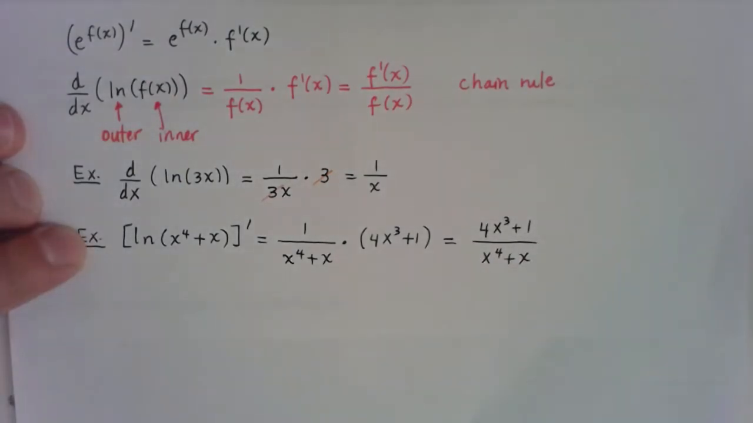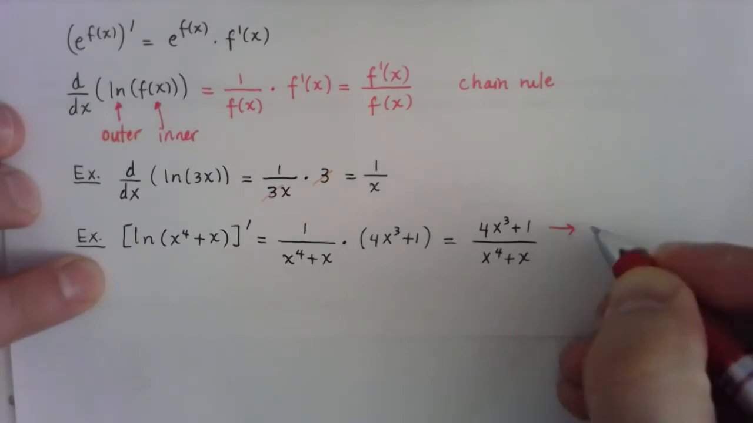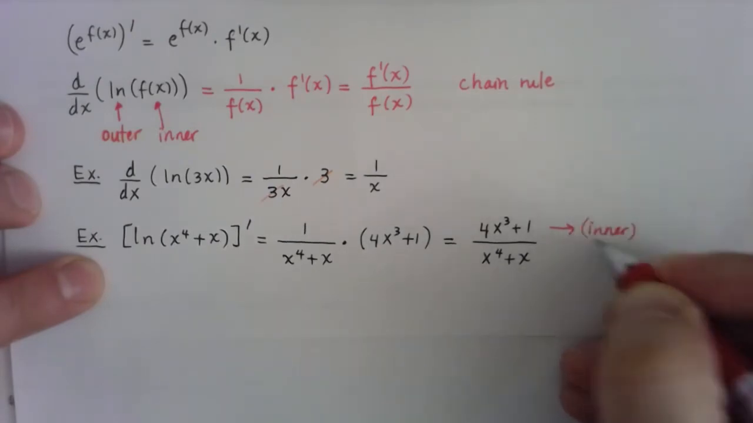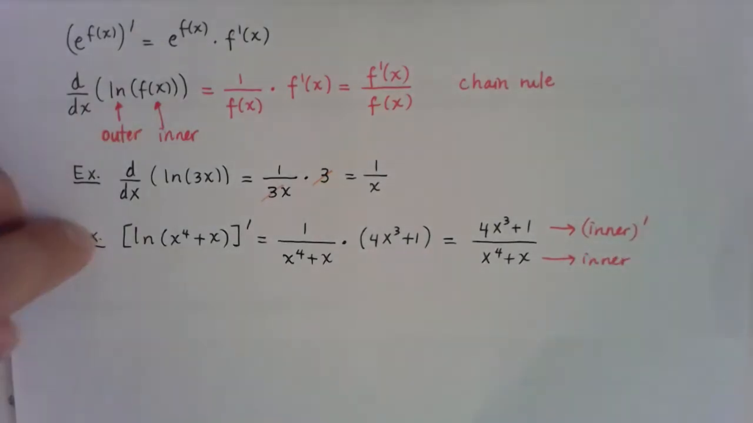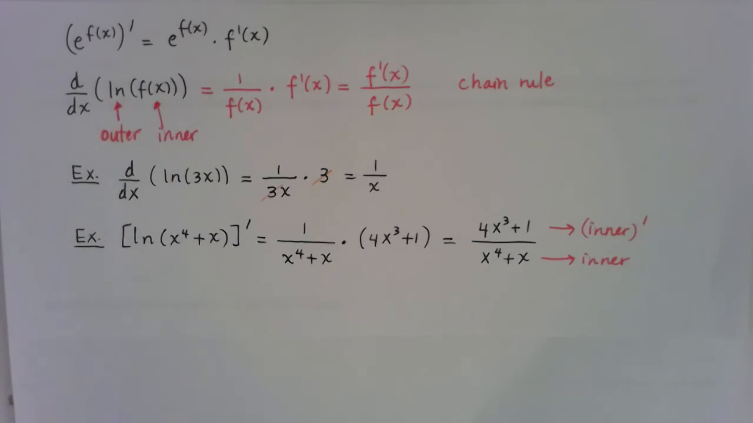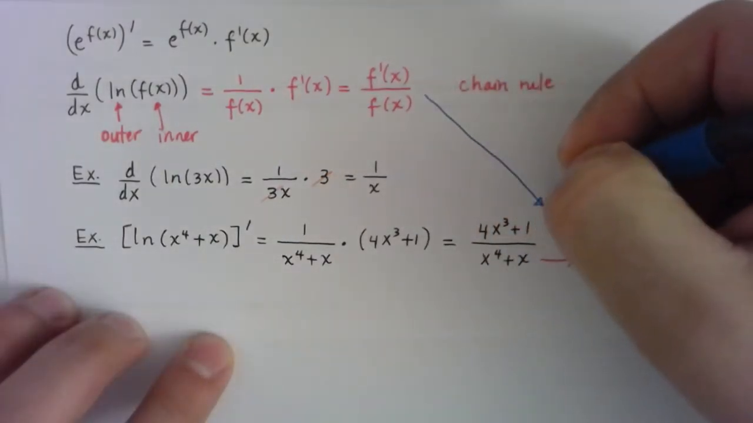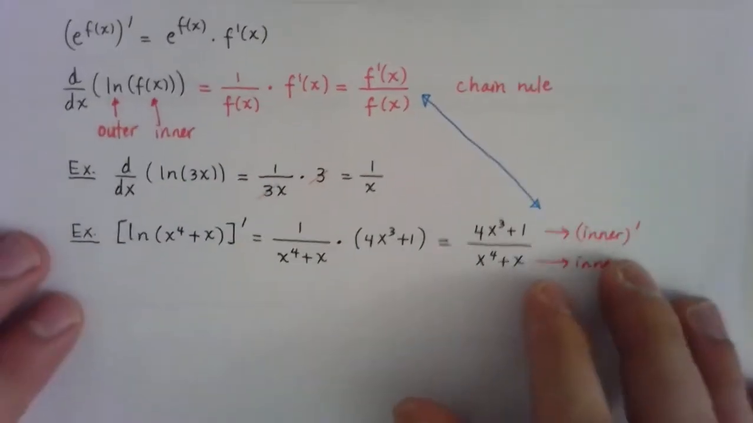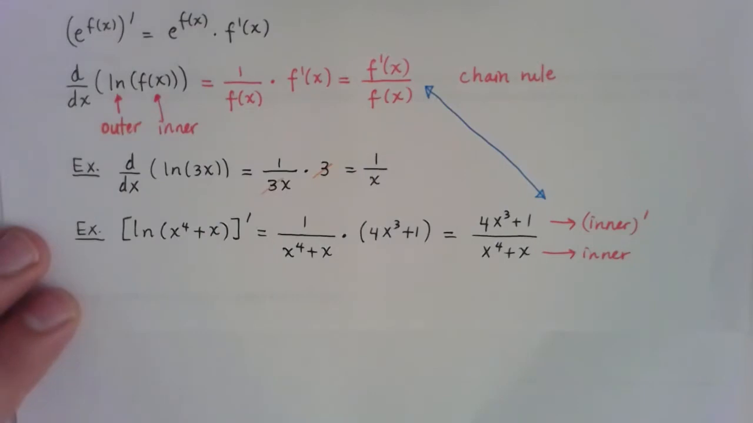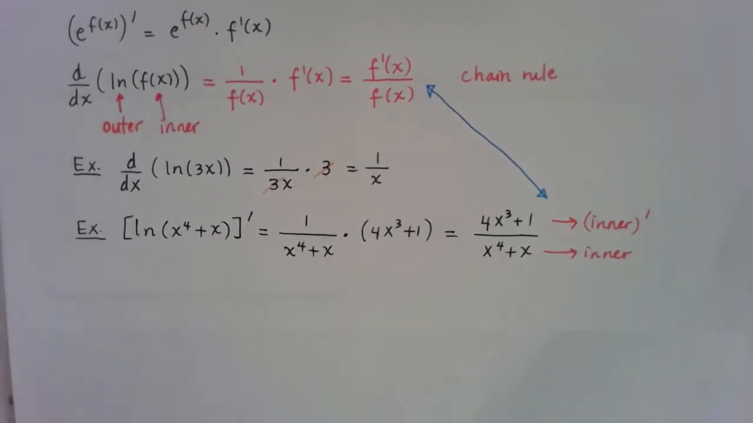Now if you look at this, you can clearly see the top is inner prime and the bottom is simply the inner function. It's just f prime over f, the same formula. F of x is the inner function, so the derivative of ln of f of x is a fraction in which the top is the inner prime and the bottom is the inner function.